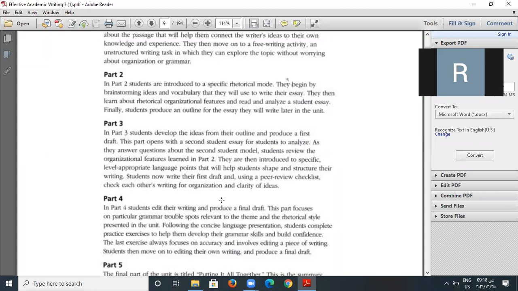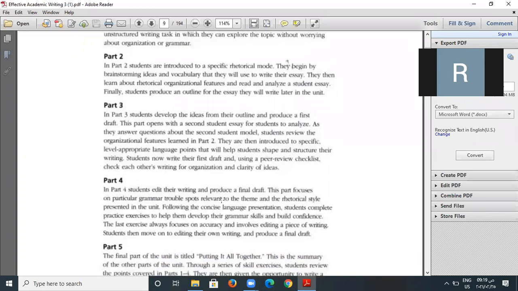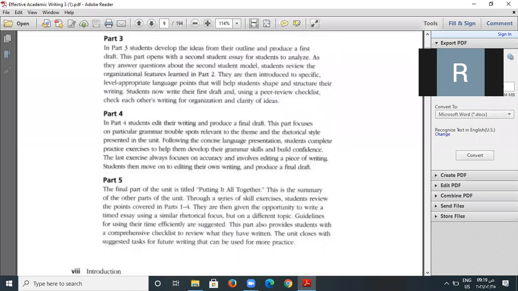طبعا the last exercise here focuses on the accuracy of what? Of the grammatical points, and involves what you call editing a piece of writing. طبعا editing here زي ما قلنا يعني revising here means revising the ideas. بينما editing focuses on what? Checking the grammatical points, punctuation, and capitalization, and fixing them. Okay. So after editing بيكون ايش هنا؟ We are done with our essay. And the last part is what? Part 5.